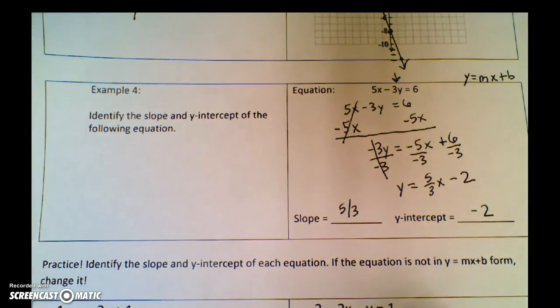So you're going to work on these types of problems. You're going to identify the slope and the y-intercept of each equation. If it's not in y equals mx plus b form, you're going to have to change it. So you're going to have to rearrange the equations. So try examples 1, 2, 3, and 4, and then let's see how we do.